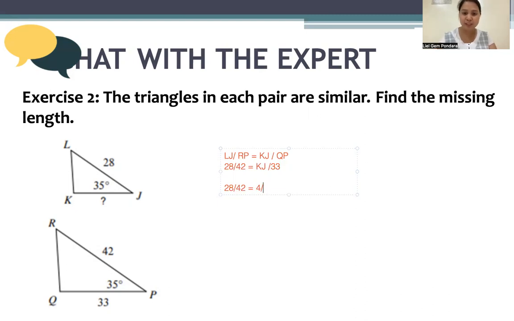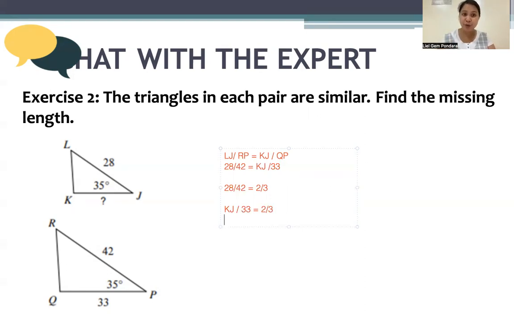Sorry, 4 over 6 there. Oops, it can be 2/3. 28 divided by 14 is 2, and 42 divided by 14 is 3. So our scale factor is 2/3. KJ over 33 equals 2/3.